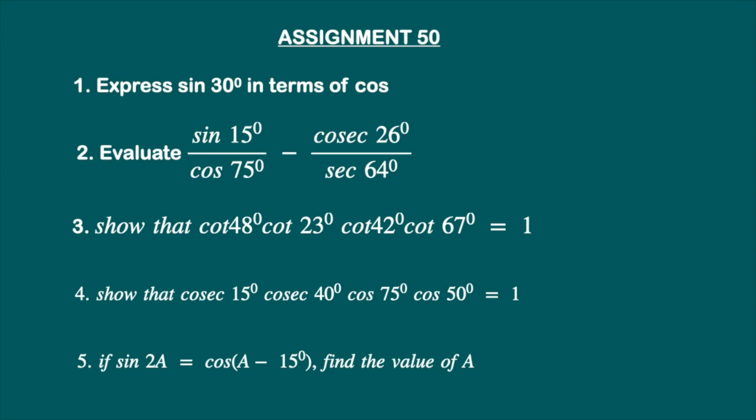This type of problem I solved with tan theta. Now I have given cos theta. Fourth question, same type of question: show that cosec 15 degrees, cosec 40 degrees into cos 75 degrees into cos 50 degrees is equal to 1. Fifth question: if sin 2A is equal to cos(A minus 15 degrees), find the value of A.